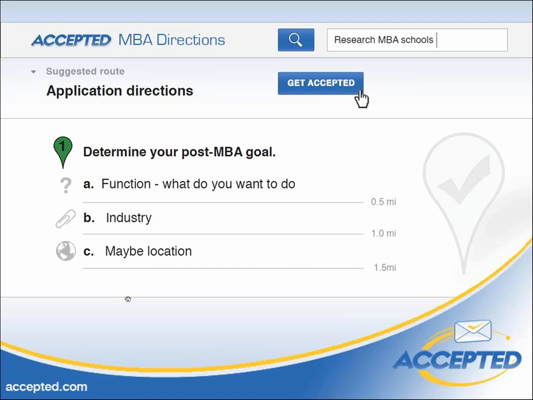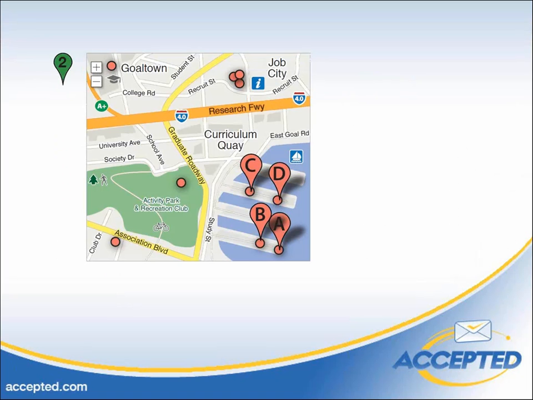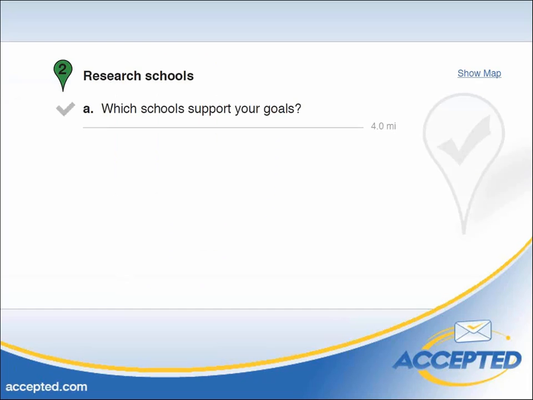Here's a slide showing, again, the importance of goals and goal time on your way to choosing your goals. But going back to researching schools, which schools support your goals? Which schools have the recruiters you want to work for actively recruiting on campus? Where do graduates of particular schools get jobs? Are they getting it in the function that you're most interested in, the industry that you're most interested in?